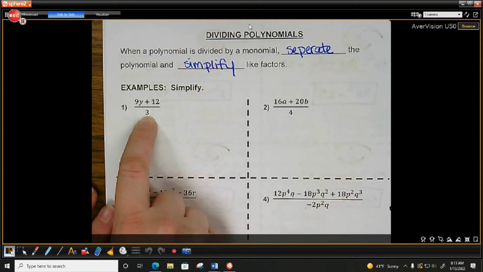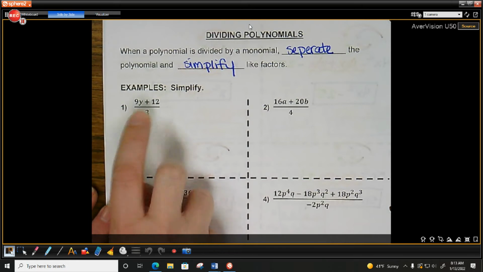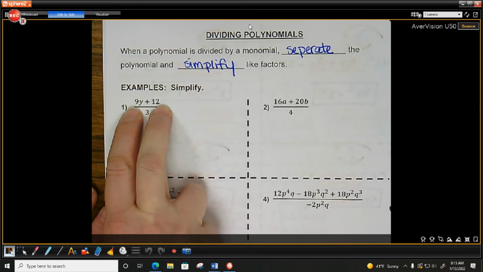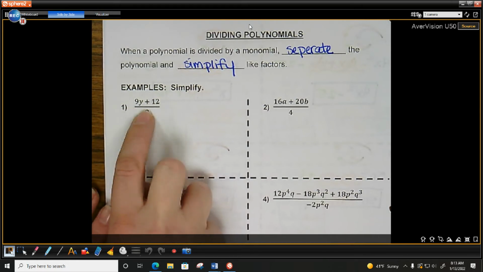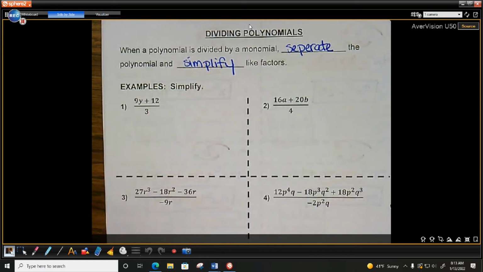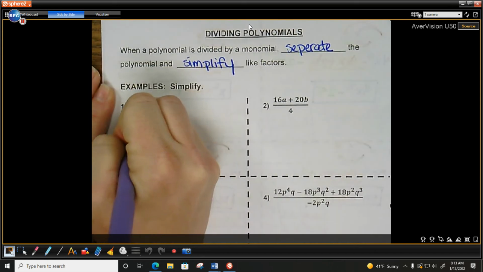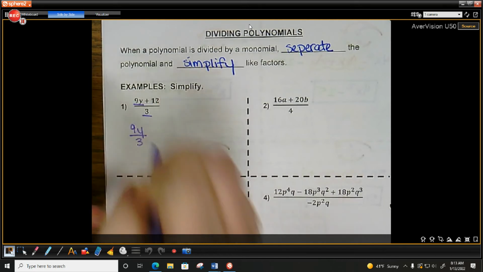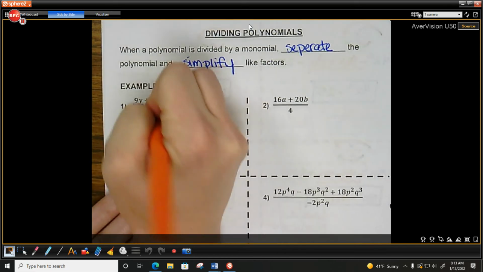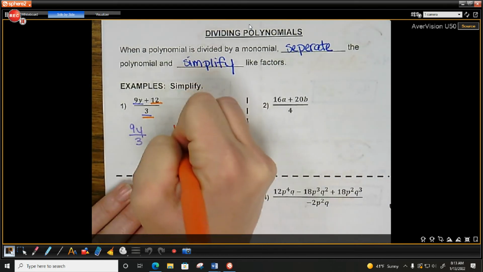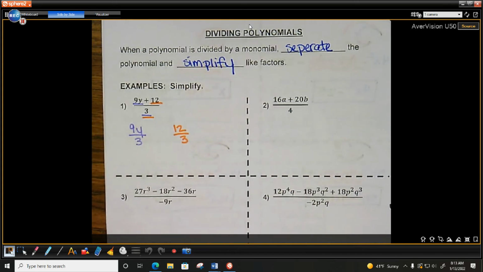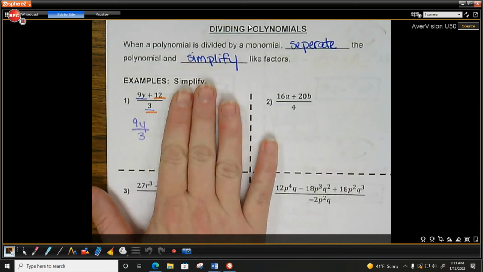How many terms are in the numerator? 2. So how many times do I need to separate? 2. I'm going to make this one fraction into 2 fractions, okay? So I'm going to do 9y divided by 3. And then I'm going to do 12 divided by 3. Make your one fraction into 2 fractions. Then we're going to simplify each fraction by itself. So looking at my first fraction, what's 9y divided by 3, Bailey?